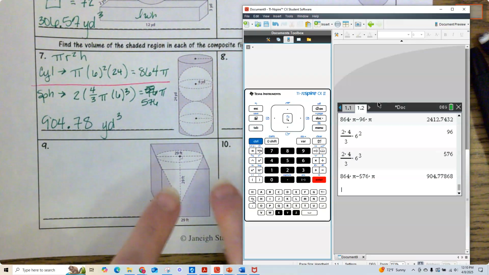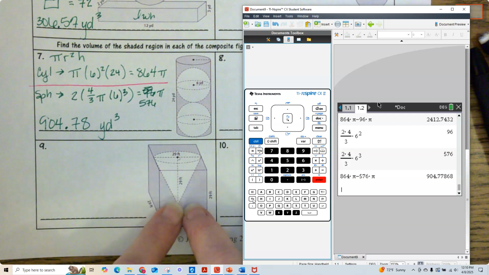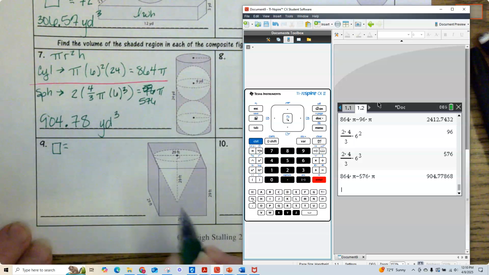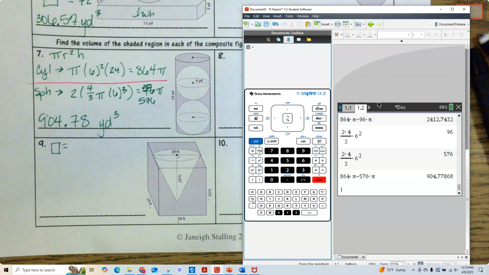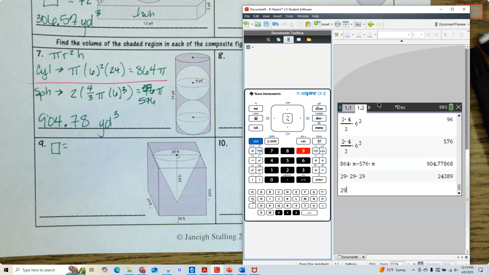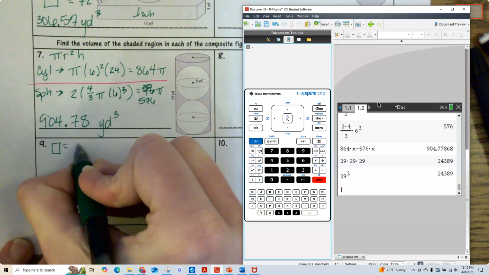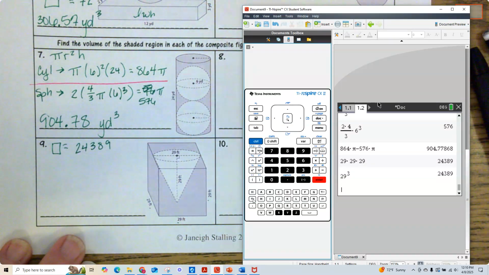All right, starting with the box, subtracting a cone. So let's do the box first. Box is easy, right? The box is just going to be length times width times height. Oh, it's like a true box. It's a cube. So you can do 29 times 29 times 29, but for a cube, technically the formula is the side length cubed. Gives you the same answer. 24,389. All right, that's what I'm starting with.